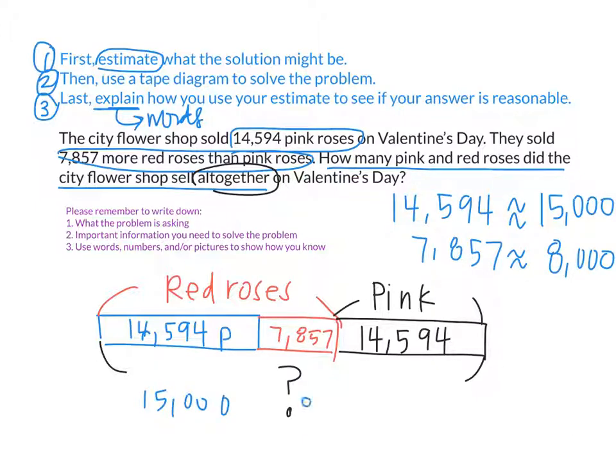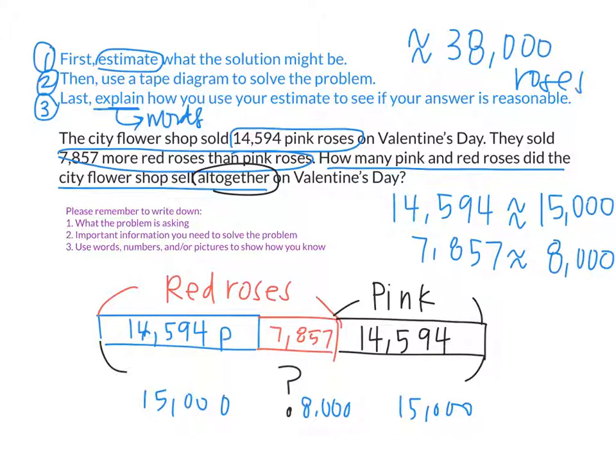So this would be about 15,000. This one would be about 8,000. And this one would be about 15,000. What's 15,000 plus 15,000? 30,000 plus 8,000? So we know that our answer should be around 38,000 roses. Do you guys see how that was really easy to do in our head because we estimated?